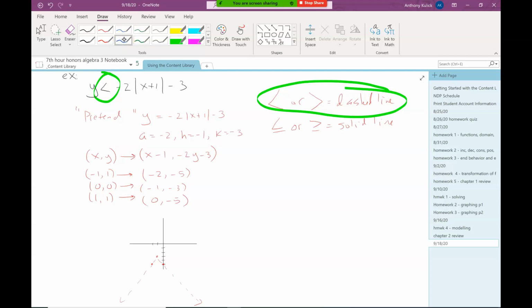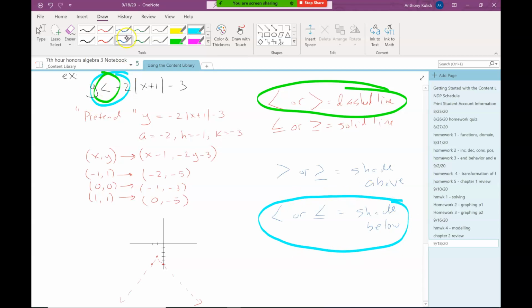And the second thing, so if I have a greater than or equal to, we're going to shade above the line. And if it's a less than or equal to, we're going to shade below the graph. So here I have a less than, so I should shade below.